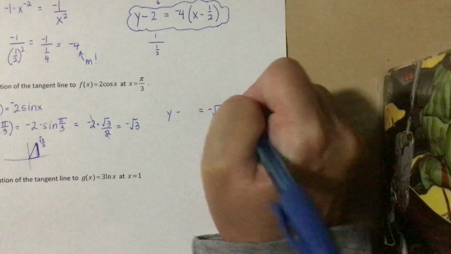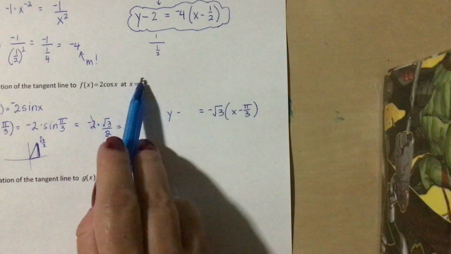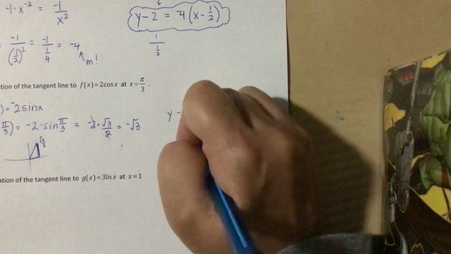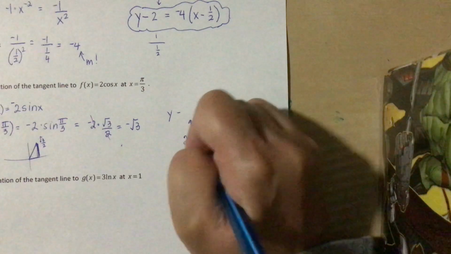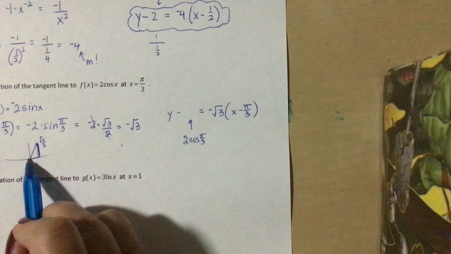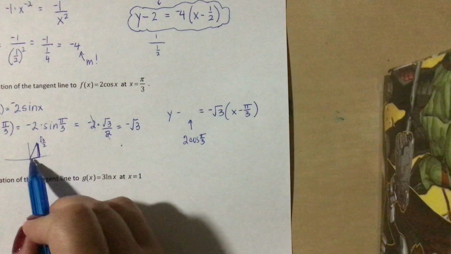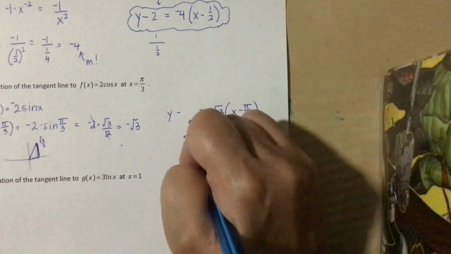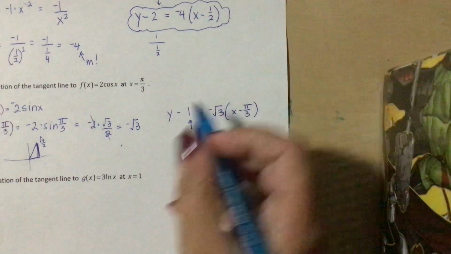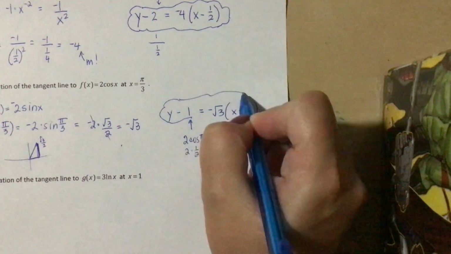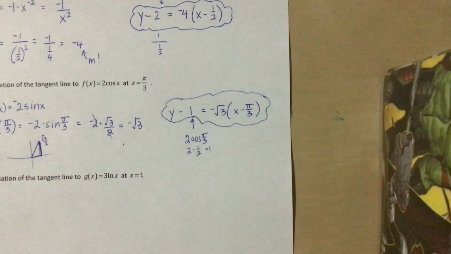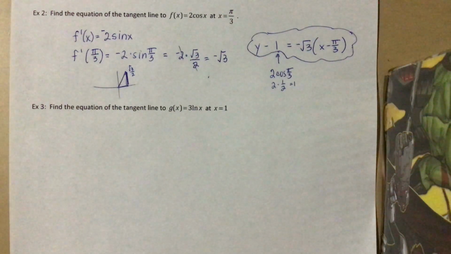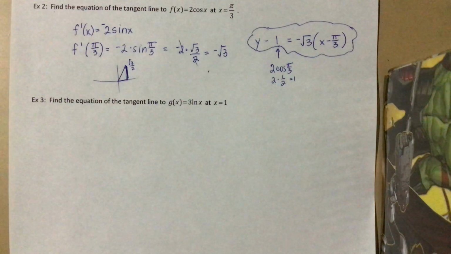I just have to go figure out, right, what 2 cosine of pi thirds is. So my y value is 2 cosine of pi thirds. We know that cosine of pi thirds must be 1/2, right? So 2 times 1/2 is 1. So that's the y value there. Okay. I'm going to have you guys try example 3 on your own.